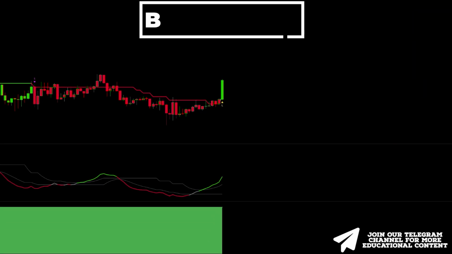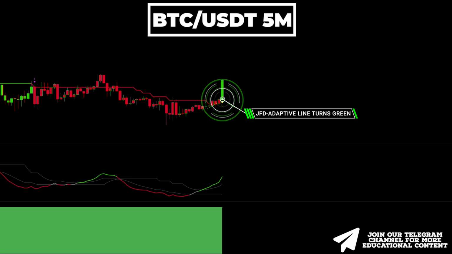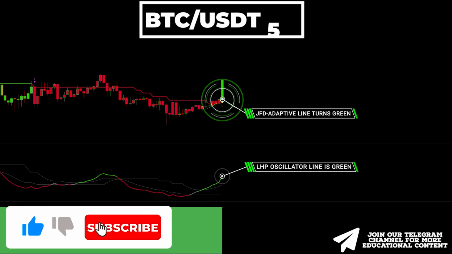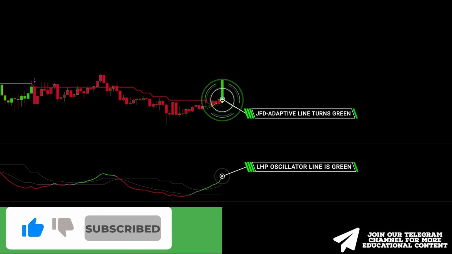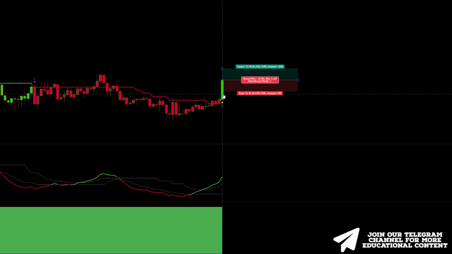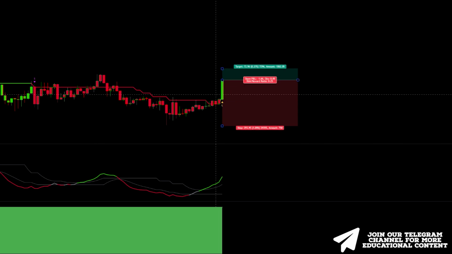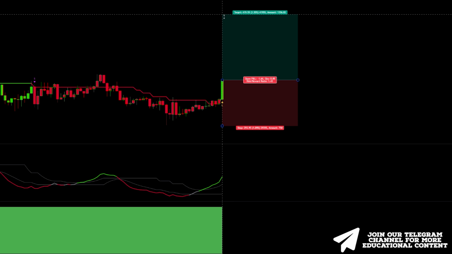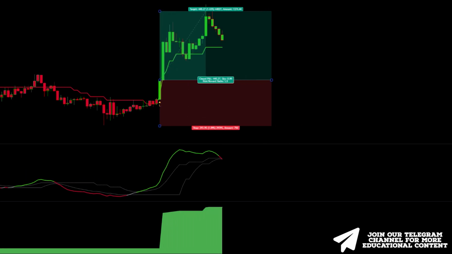As can be seen, the JFD Adaptive turns green right here, so that we have a buy signal. Next, the Lyapunov-Hodrick-Prescott oscillator line also has a green color. Finally, the RSI Past area is colored green. We enter here and set stop loss below the recent low while targeting a 1.5 to 1 risk to reward ratio. Bingo, the price successfully hits our take profit.